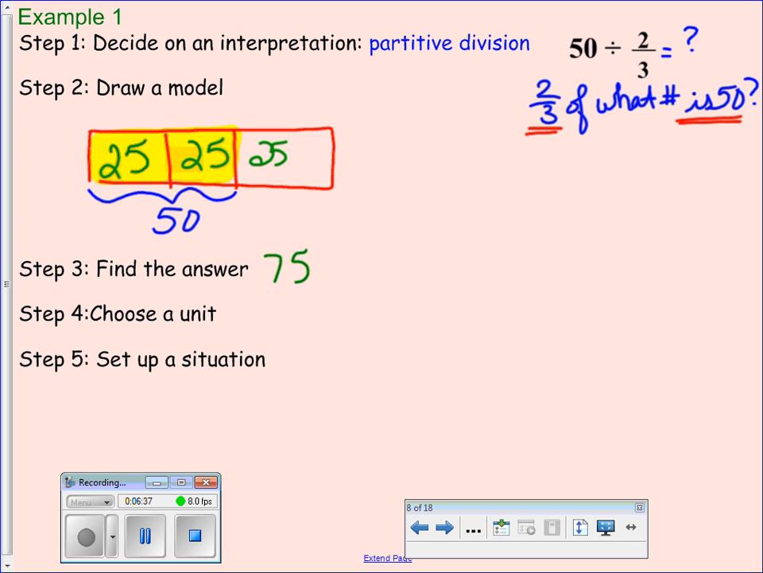But 3, 2, 1. So, our unit, let's use candy canes.